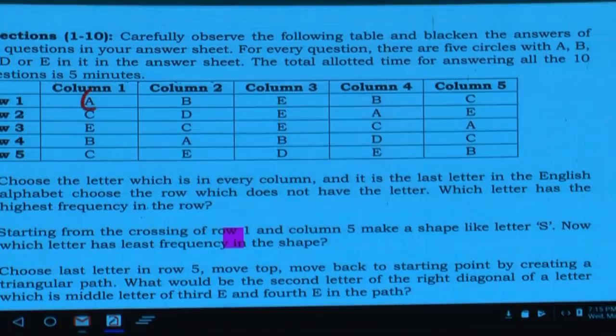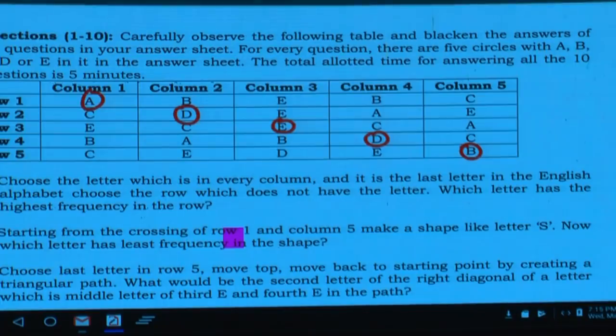Now row and column, this is row 1 and column 1, and this is row 2 and column 2, and this is row 3 and column 3, isn't it? And this is row 4 and column 4 and this is row 5 and column 5. Hence what are the letters in this one? A is present, B is present, D and E are also present, and C is the letter which is not present in this one. Now here it is asking about which letter is not present along the diagonal.